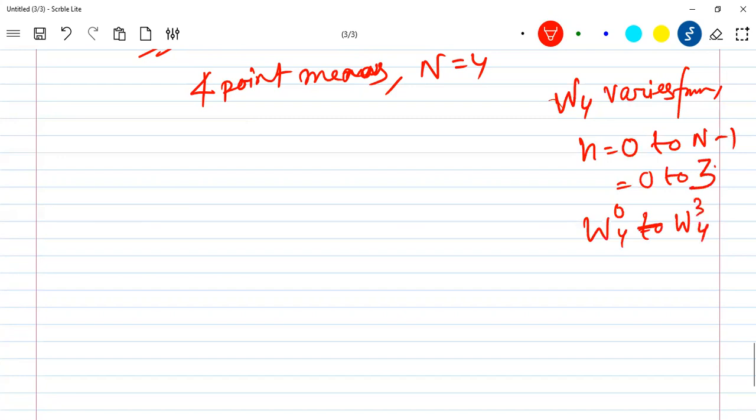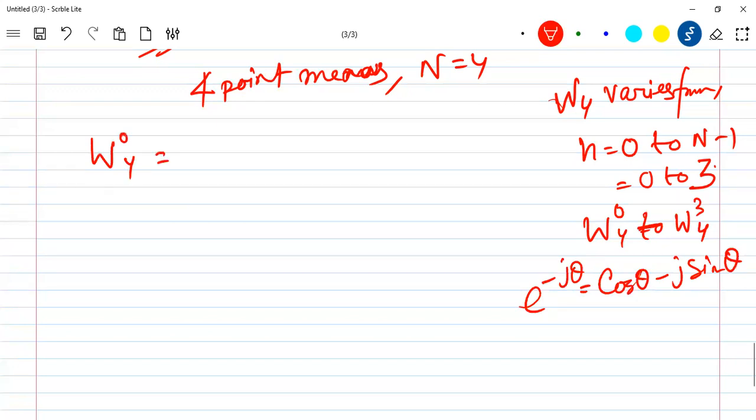Is that clear, guys? Anyone having any doubt? Okay, great. And you already know e to the power minus j theta, in terms of cos and sine, we can write as cos theta minus j sine theta. So now W_4^0 means cos 0 minus j sine 0. Cos 0 is 1 and sine 0 is 0. That means the value is 1.